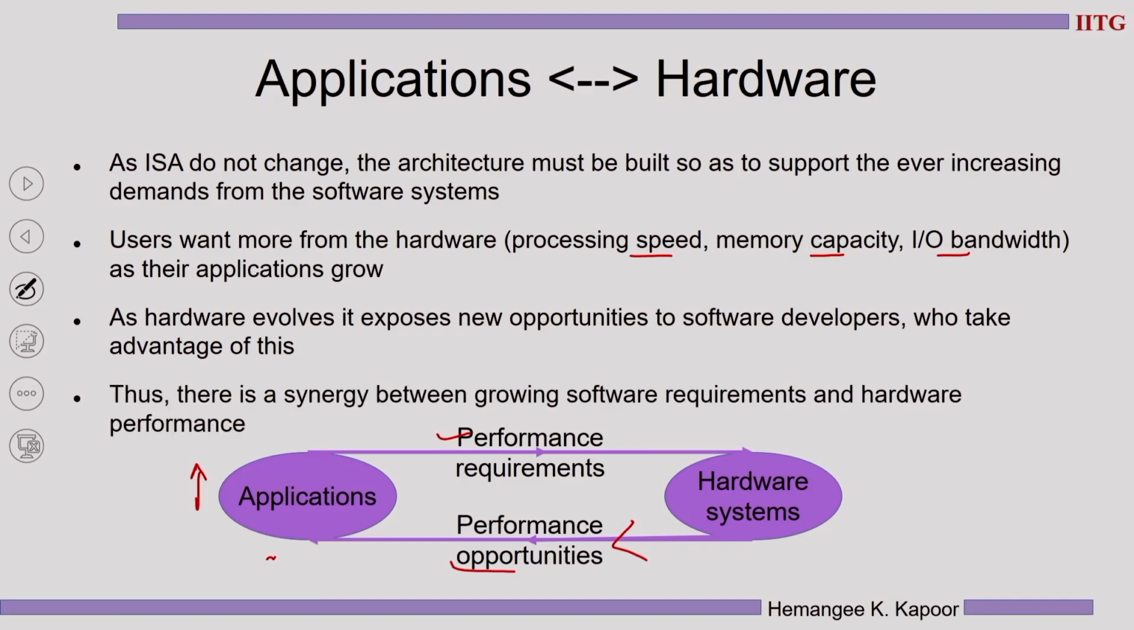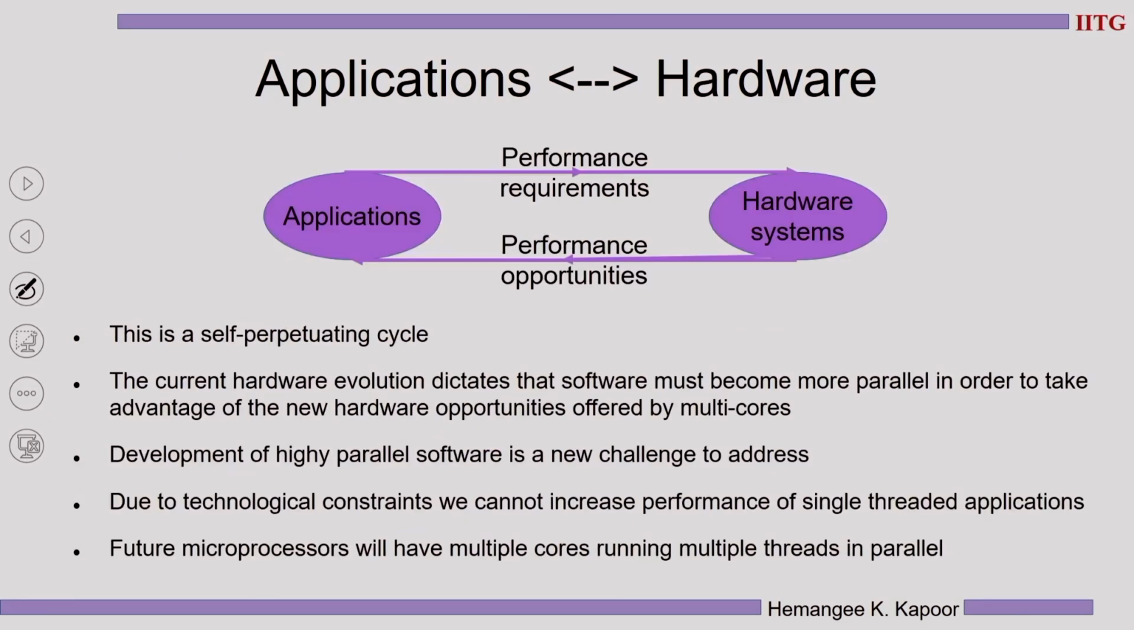So there is a synergy between what the application demands and what the hardware system is able to support. They are both helping each other to grow constructively. So this is, I would say, a self-perpetuating cycle. Right? So applications demand performance requirements which the hardware is satisfying. At the same time, hardware is creating further opportunities for the applications to perform better and better.